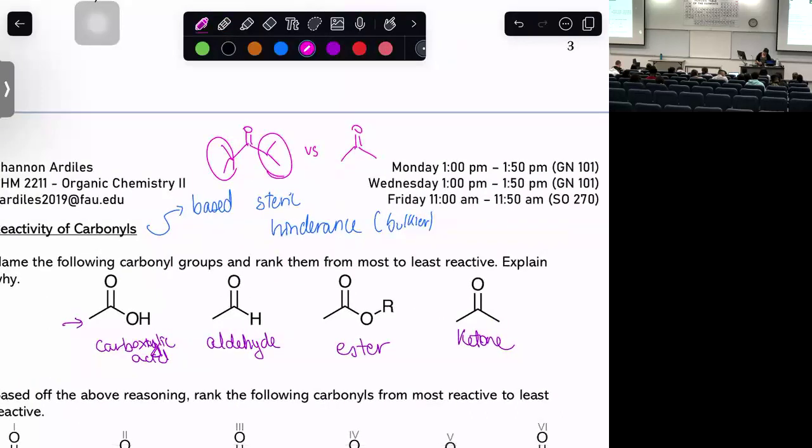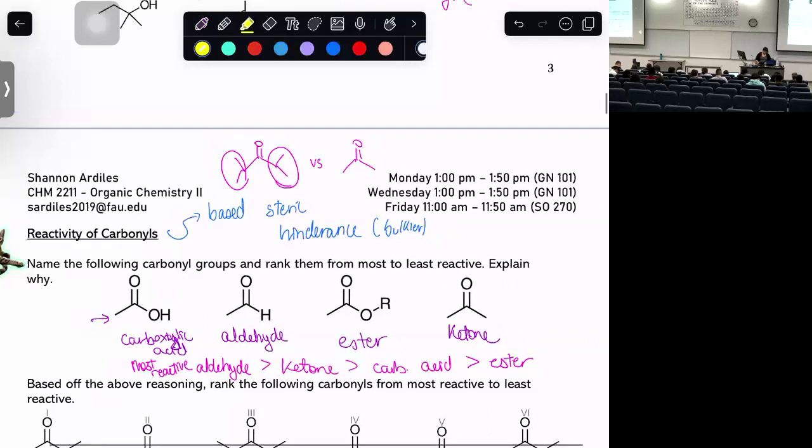So now let's just start doing our ranking. So we know that the aldehyde is going to be the most reactive. Then what's going to follow? It's going to be your ketone. And then it's just going to be your carboxylic acid. And last one is going to be your ester. So the most reactive is going from the less bulky to the most bulky.